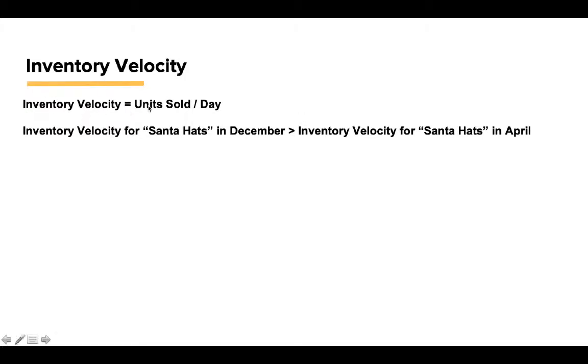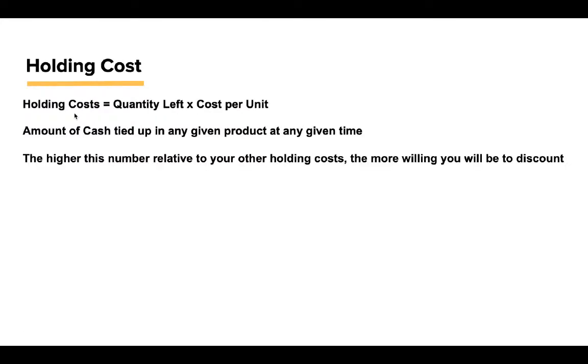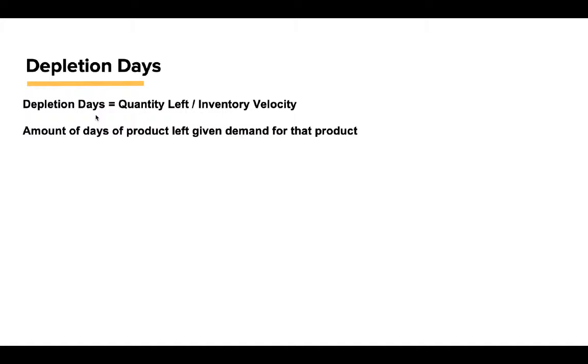Inventory velocity: the units I sold per day. My inventory velocity for Santa hats in December will obviously be higher than my inventory velocity for Santa hats in April. Right? Santa comes in December, not April. So this is another time-dependent metric, and definitely keep your eye out for this, especially if you're seasonal. Depletion days: my quantity left in stock divided by how many units I sell per day. It's the number of days you have left of the product given demand for that product. Again, pay attention to this always, but especially if you're seasonal.